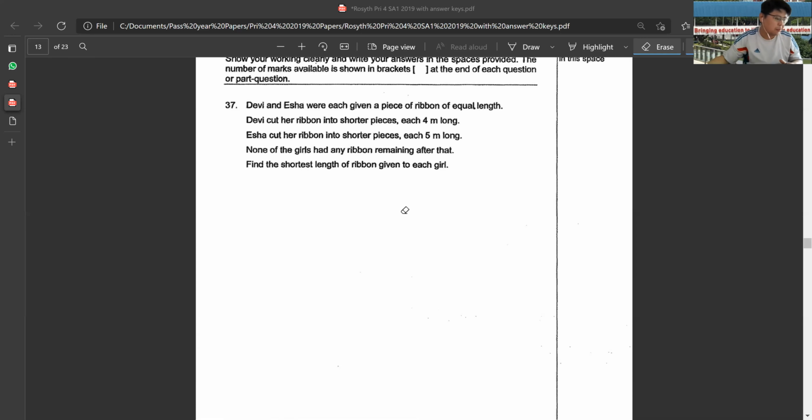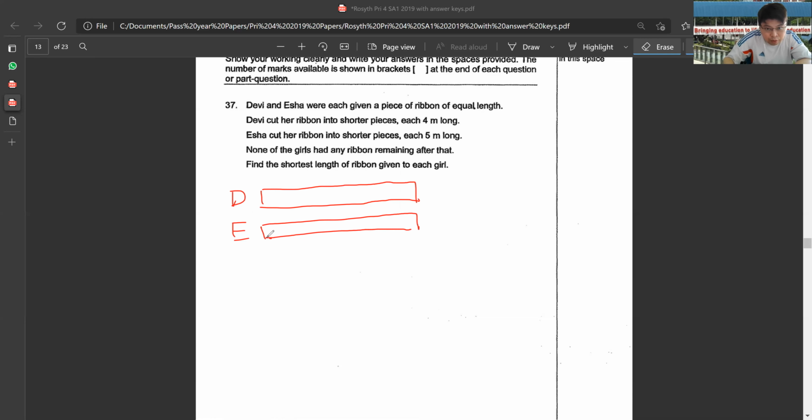Okay, let's do 37. It says that Devi and Esther were each given a piece of ribbon of equal length. So you draw out the ribbon. Equal length.